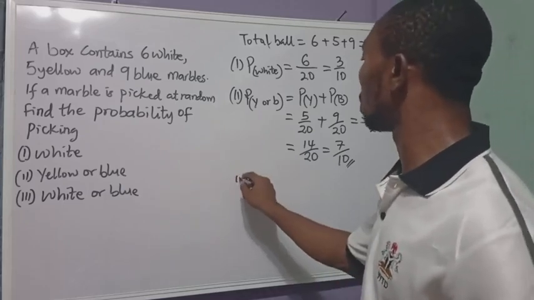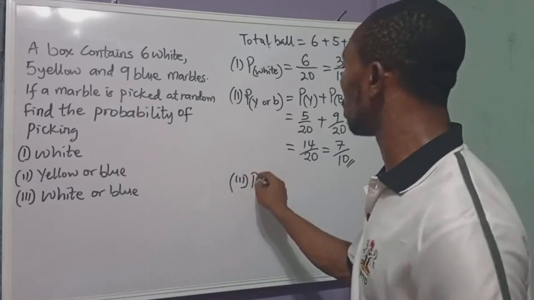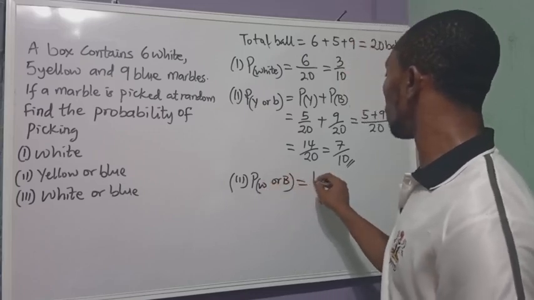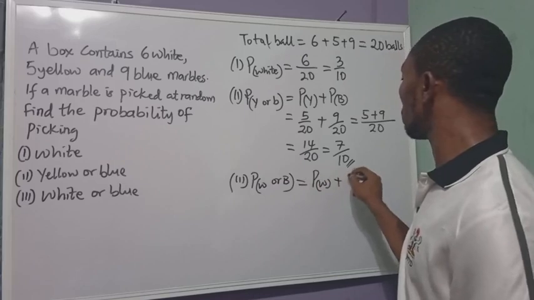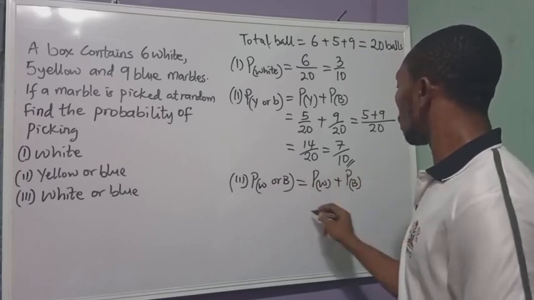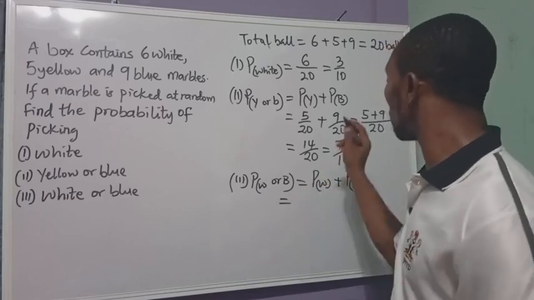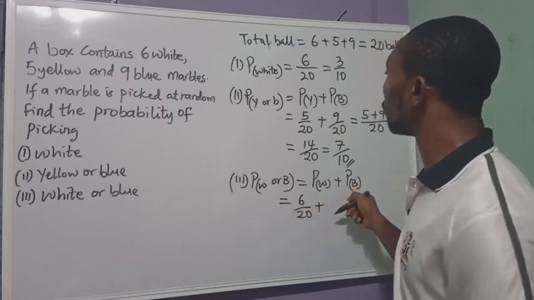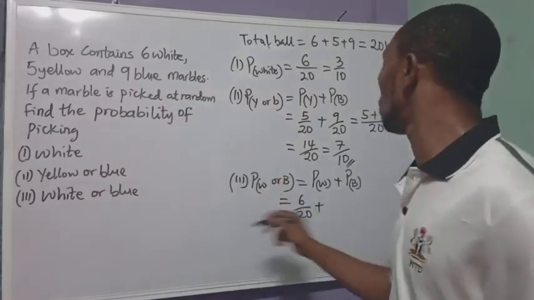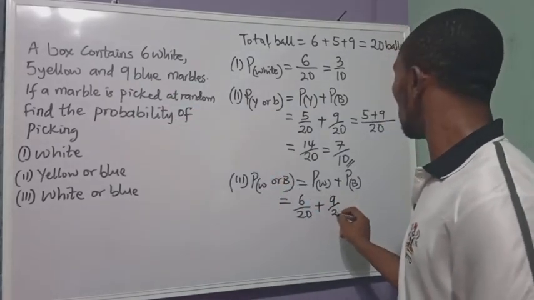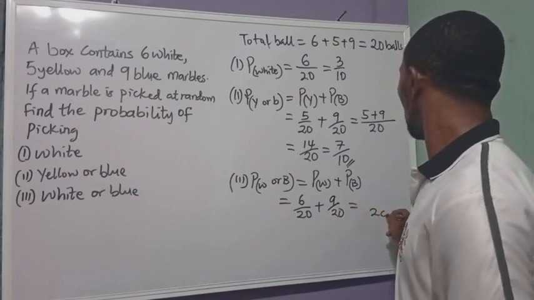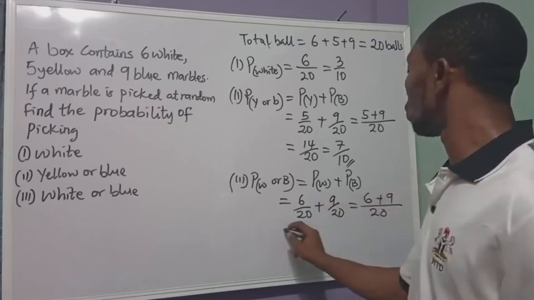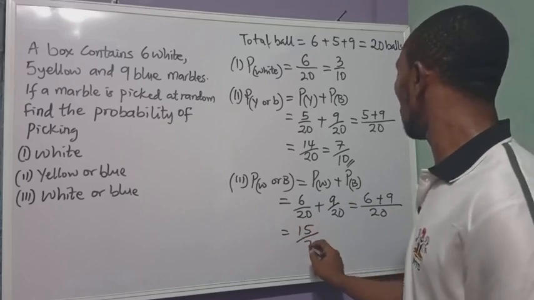And the third question says, what's the probability of picking a white or a blue? That brings us to the probability of white plus the probability of blue. The probability of white is 6 over 20 plus the probability of blue, which is 9 over 20. So this will give us 6 plus 9 over 20, which is 15 over 20.